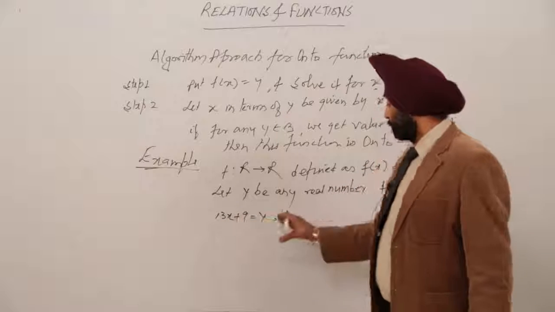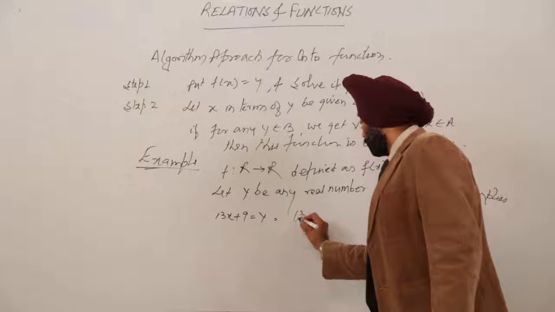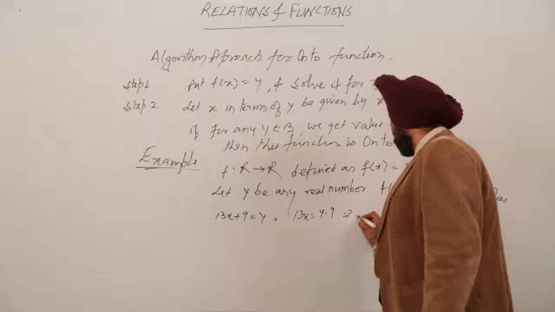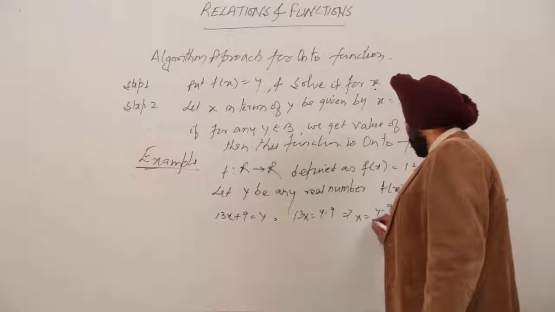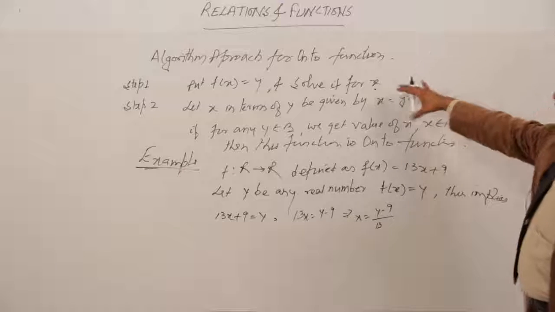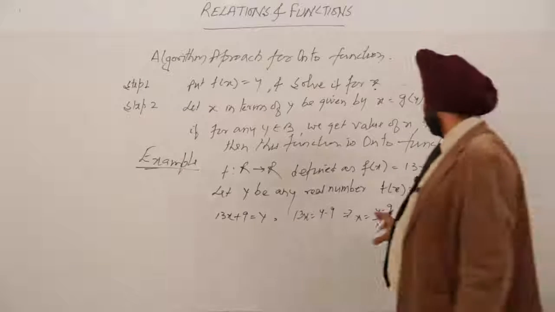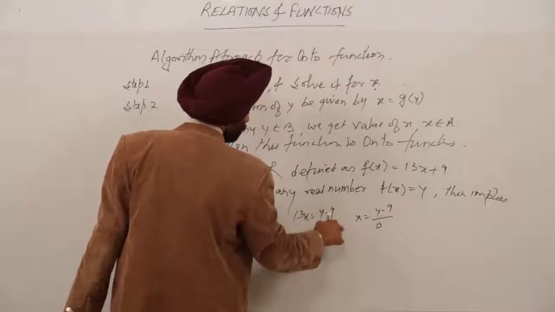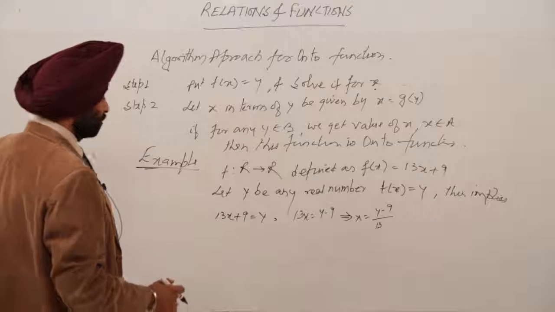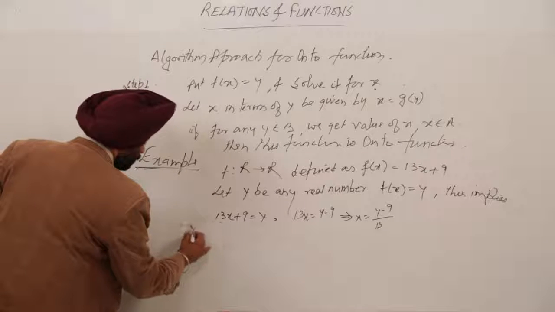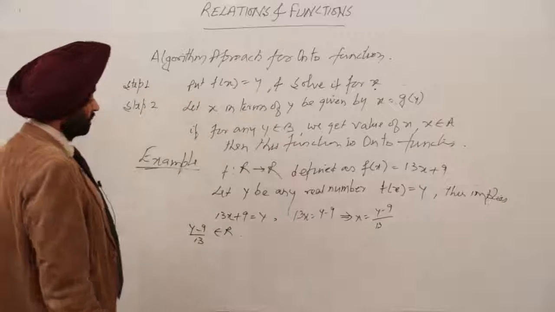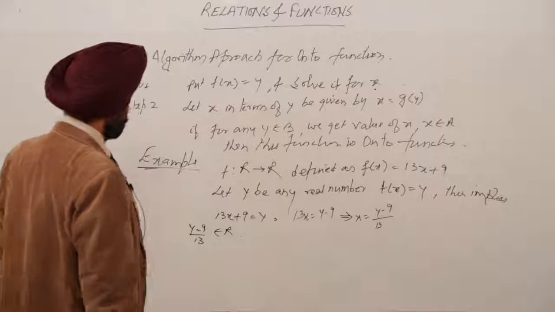Now we are having 13x plus 9 is equal to y. Here we get 13x is equal to y minus 9, and x is equal to (y minus 9) upon 13. So our first step completes: f(x) is equal to y, solve it for x. I have solved it for x. We are having x is equal to (y minus 9) upon 13. Now we can say (y minus 9) upon 13 also belongs to R.